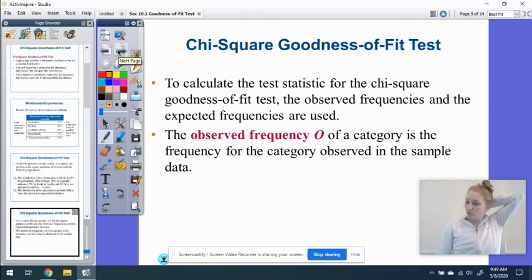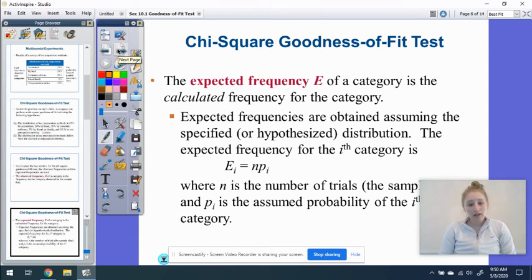So what we're going to do is calculate our test statistic by using the observed frequency, which is represented by O, and our expected frequency, which is represented by E, okay?